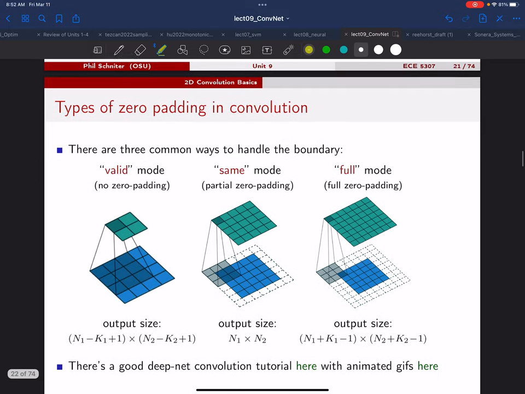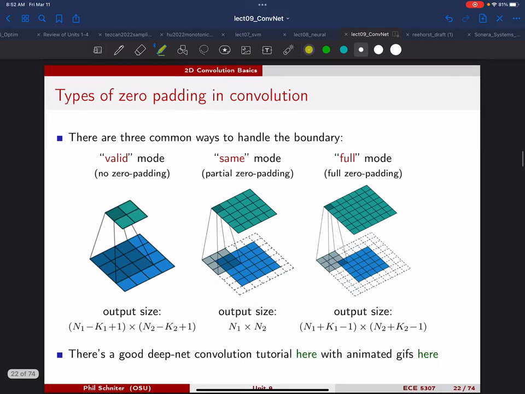So now there's another important thing to talk about, which is how we handle the boundary conditions when we do this convolution or correlation. Let me try to explain these figures a little bit. The blue is the input image. The gray is the kernel. And this green is the output.